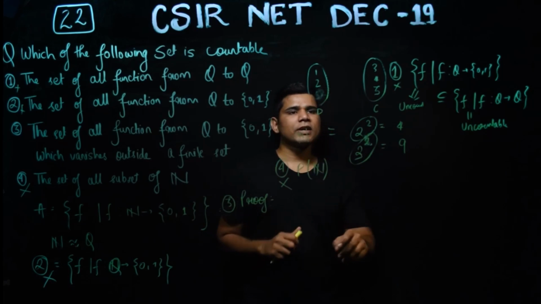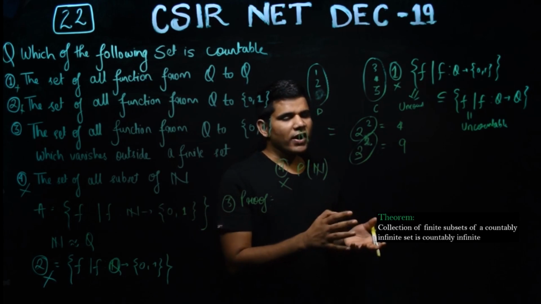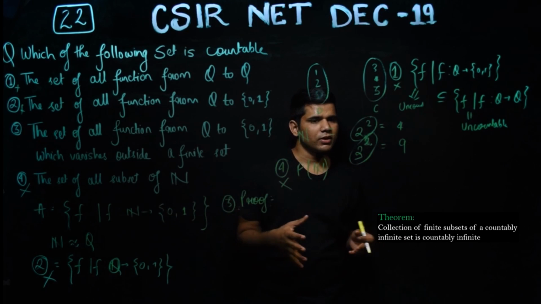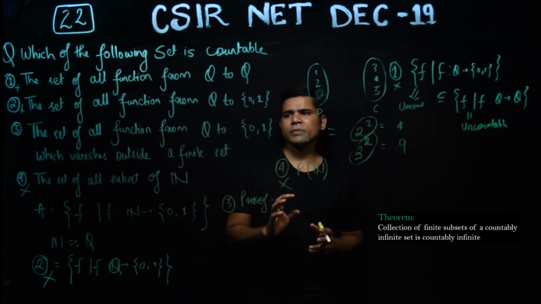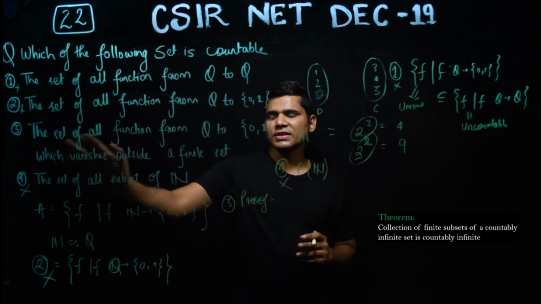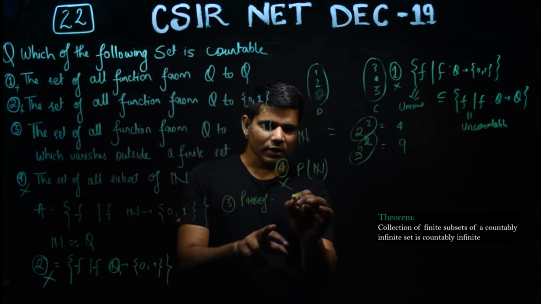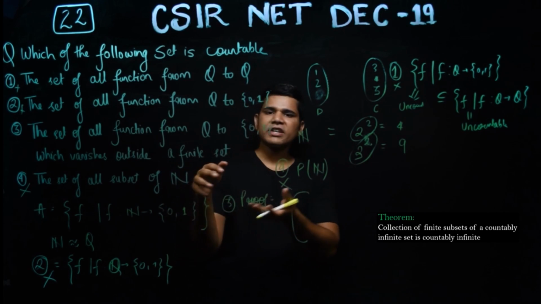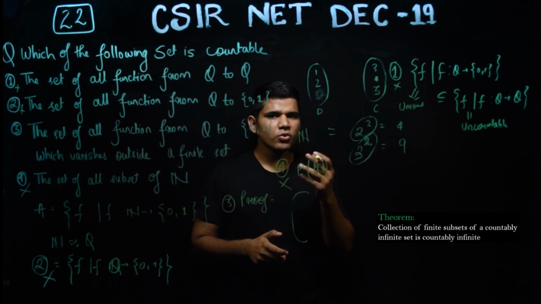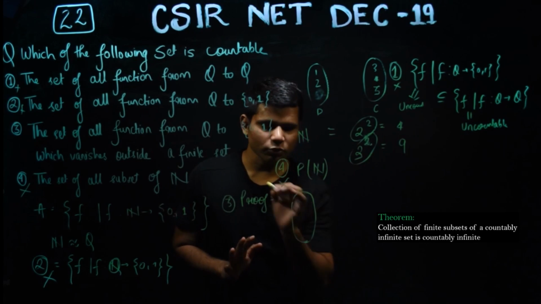Another theorem says a countable union of finite sets is again countable. These are the two theorems which will be needed to prove this. Now the option says the set of all functions from Q to {0,1}. I'm not proving this very rigorously, I'm just giving you an idea, a hint to prove it.